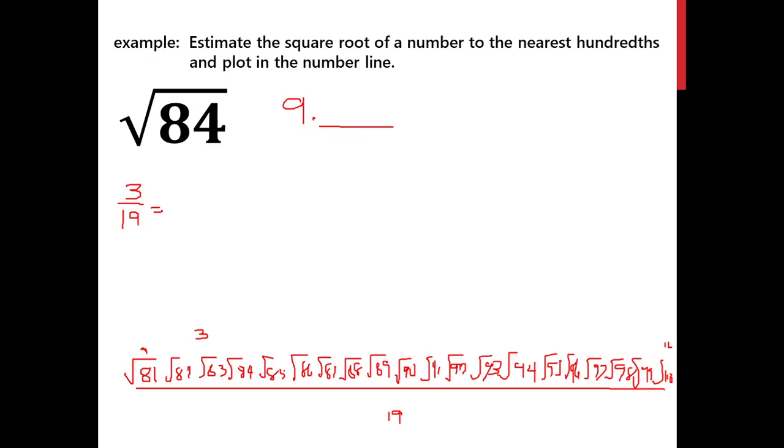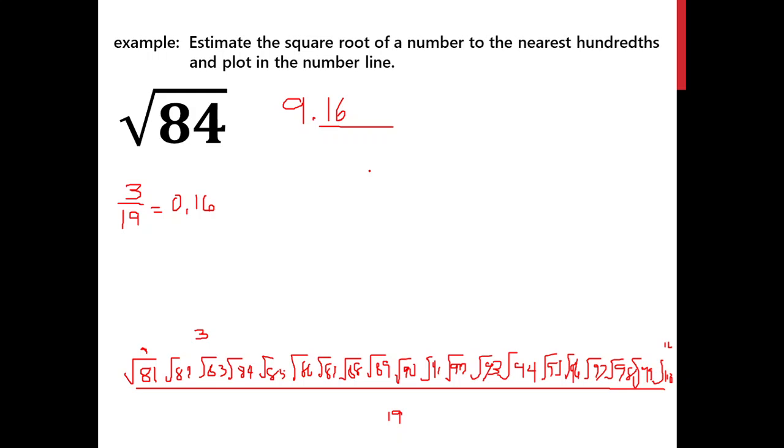And then again, I'll use my calculator to make it fast. So you have 0.157. I'll just round it off to 0.16. So I'll add it here: 1, 6.